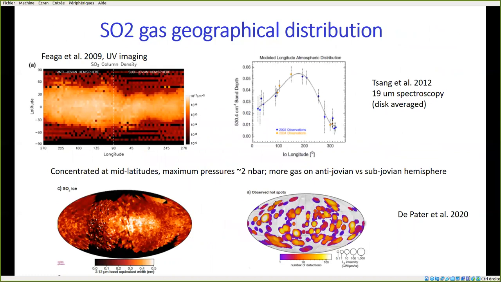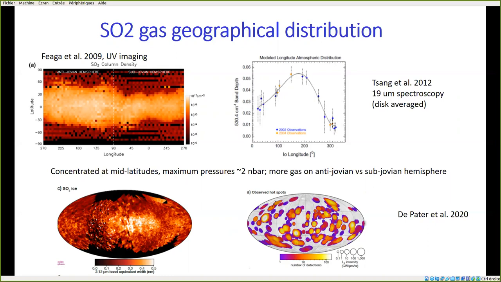There is now also an agreement that the atmosphere is mostly concentrated at low to mid latitudes with maximum pressures of about 2 nanobar, and that there is more SO2 gas on the anti-Jovian hemisphere compared to the hemisphere that faces Jupiter. Well, this distribution still does not tell us what the primary source of the atmosphere is, because both the SO2 frost and the volcanic hotspots appear relatively widespread on Io, and also because they tend to be concentrated at low to mid latitudes.